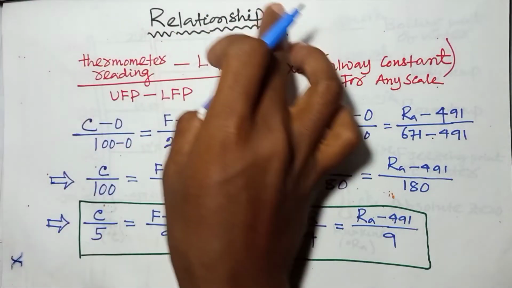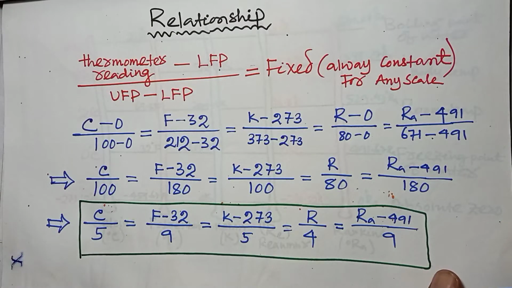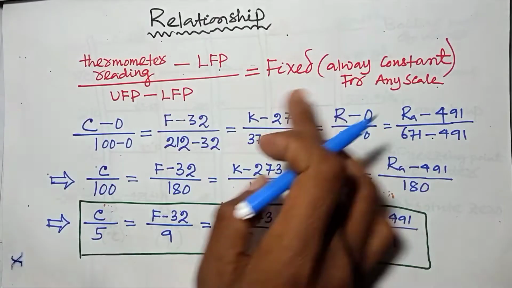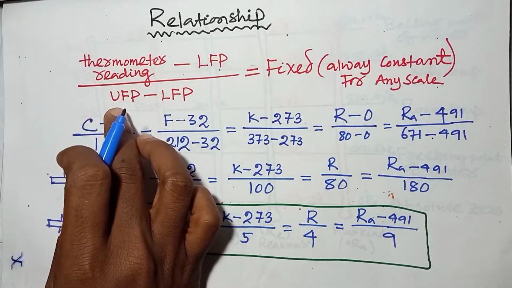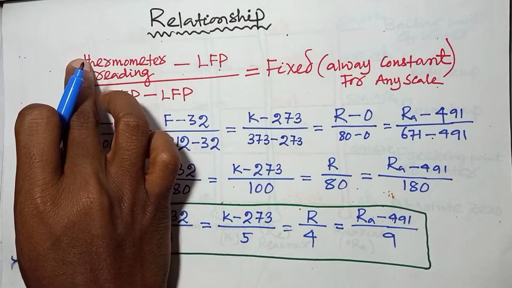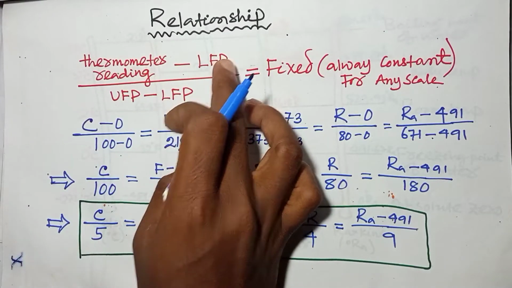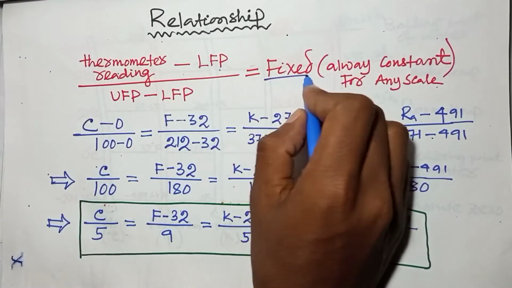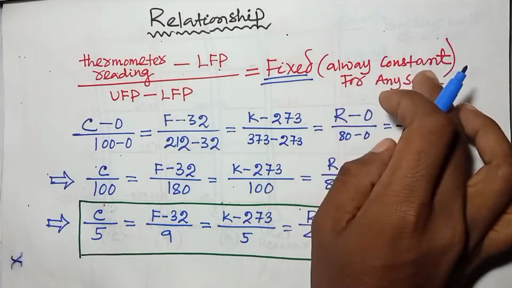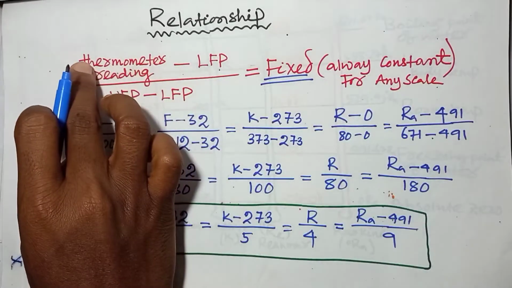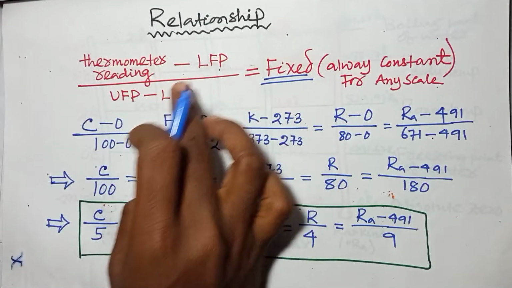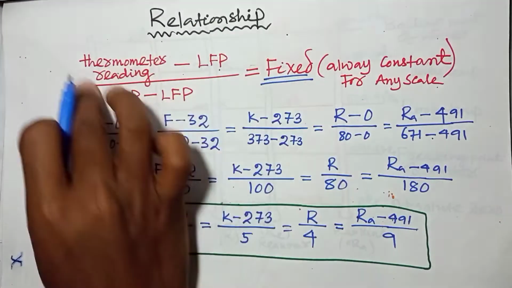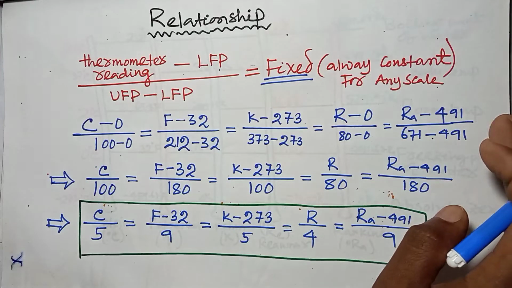So let's see the relationship among the different scales. For the relationship we have to keep one thing in mind: in any type of temperature scale, the thermometer reading minus lower fixed point, divided by upper fixed point minus lower fixed point, is a fixed quantity. For any type of scale this is always a constant. This quantity remains fixed for all types of temperature scales.